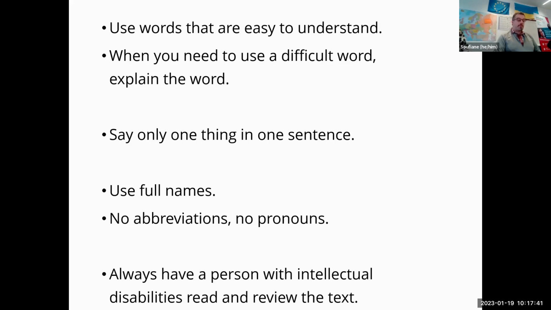Always use full names. Do not use abbreviations or pronouns. For example, write European Union, not EU, and write Soufiane goes shopping, not he goes shopping. And lastly, make sure you always have a person with an intellectual disability read and check the text.